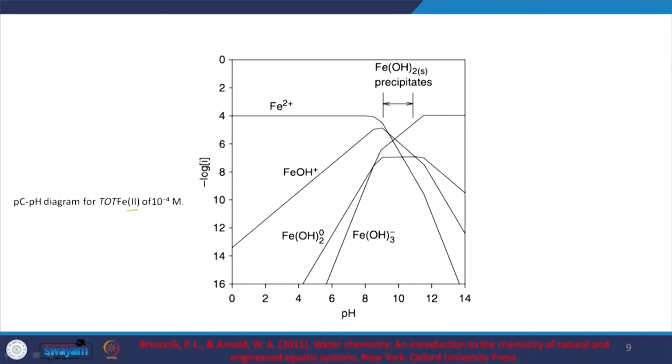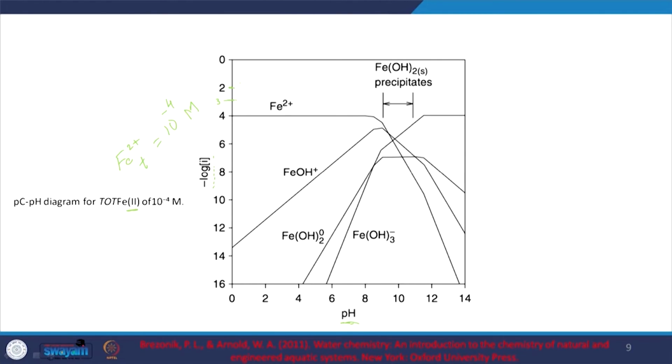So, here we are talking about Fe2+ total, it is not free metal. Fe2+ total is equal to 10 power minus 4 molar. This is a log C pH diagram. Here we have log C and here we have pH. When we say log, if it is 2 and 3, we can more or less assume that whatever is at 3 is much smaller than the one at 2. So, log C pH diagrams.